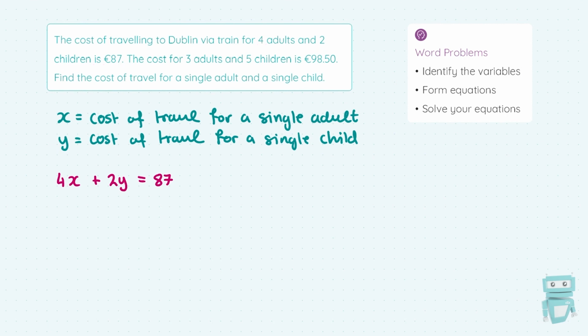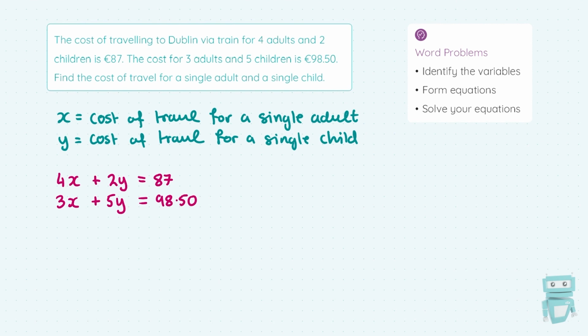Then I take the second chunk of information and form another equation. I'm told the cost for 3 adults and 5 children is €98.50. So I'm going to do 3 times the cost of an adult ticket, which is 3x, plus 5 children is going to be 5 times the cost of a child's ticket, 5y, and let that equal 98.50. Now I've formed my equations, I'm on to step 3, solve your equations.